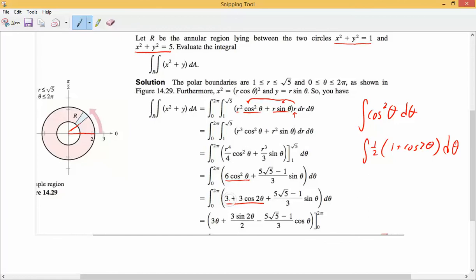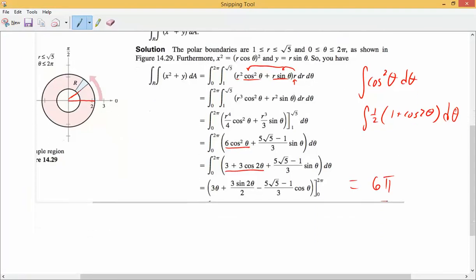Lastly, once they had this integrand in a form you can integrate, they integrated the 3, they integrated the cosine, and now we're going to plug in 2 pi and work that out, and then subtract, plug in 0 and work that out. And after you do all of that, you may want to practice on this, you end up getting 6 pi. That's your volume.